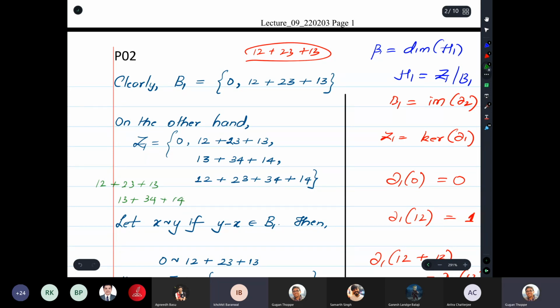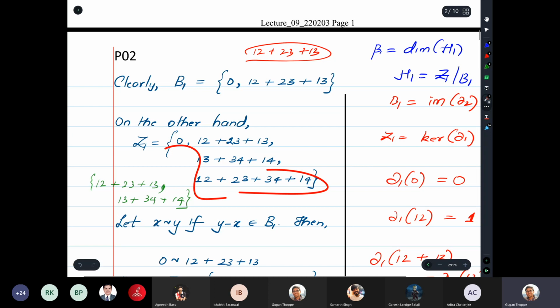So we have to make sure that these two elements in this Z1 are linearly independent as well as they span. The spanning part is easy to see because if you add this to this, this and this will cancel off and you will end up with 1 2 plus 2 3 plus 3 4 plus 1 4, right?